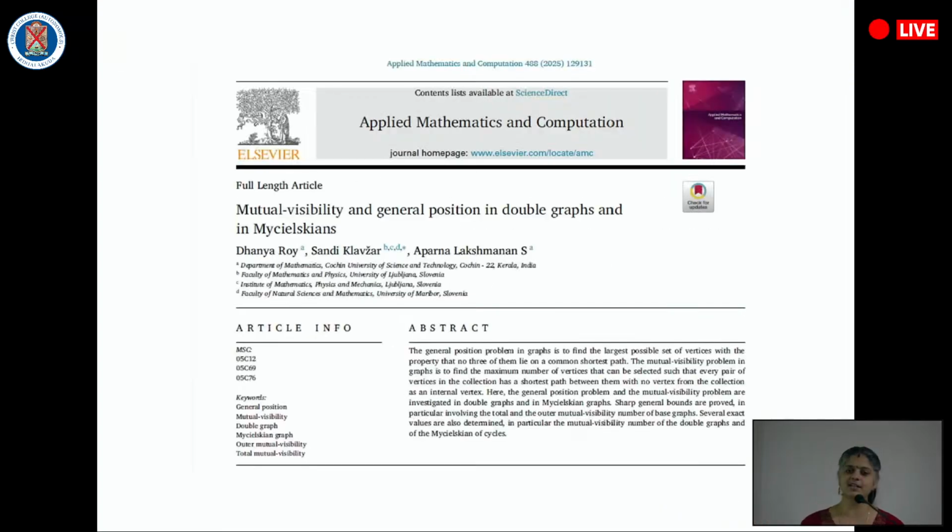These are some of the papers which came out of our work related to mutual visibility and general position. The first one is published in Applied Mathematics and Computation, mutual visibility and general position in double graphs and in Mycielskian. In the first talk today, you have heard about the definition of Mycielskian of a graph. So we have explored what happens to the mutual visibility and general position parameter when the operator of Mycielskian is applied, as well as when the operator of double graphs is applied. And this is already a published work which you can find on the website.